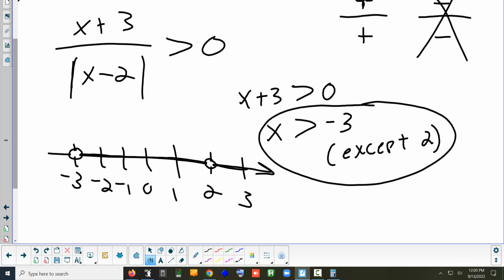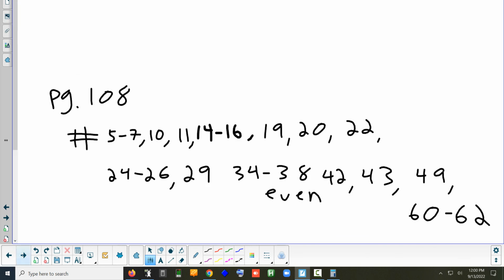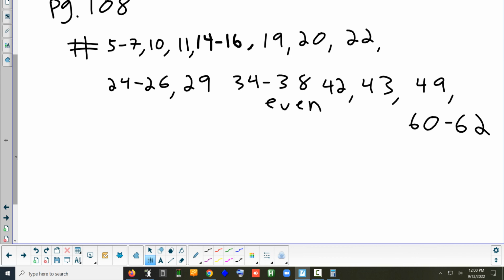Okay, so that's solving linear inequalities. We'll go over that tomorrow when we do the homework. So for tonight, it's just page 108. It might go on page 109 as well. It's about the same amount of questions you had last night.